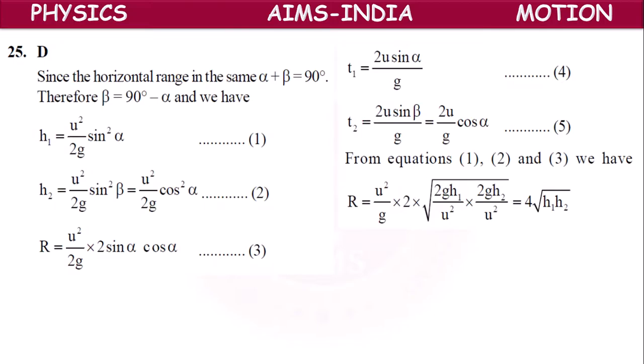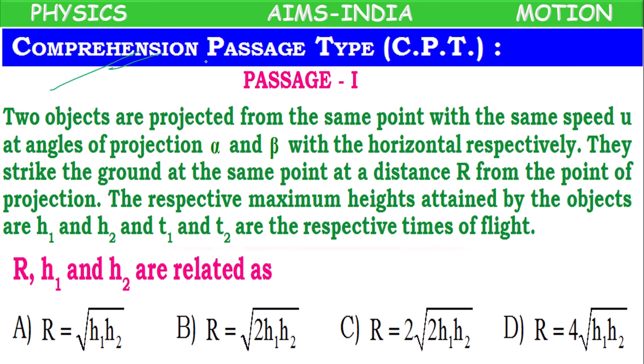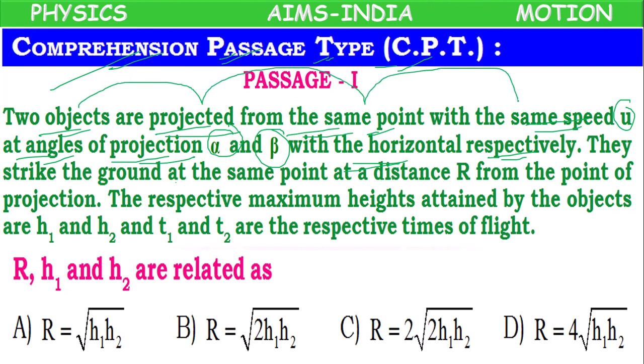Next one. Comprehension passage type questions. Two objects are projected from the same point with the same speed u at angles of projection alpha and beta with the horizontal respectively. They strike the ground at the same point at a distance r from the point of projection.